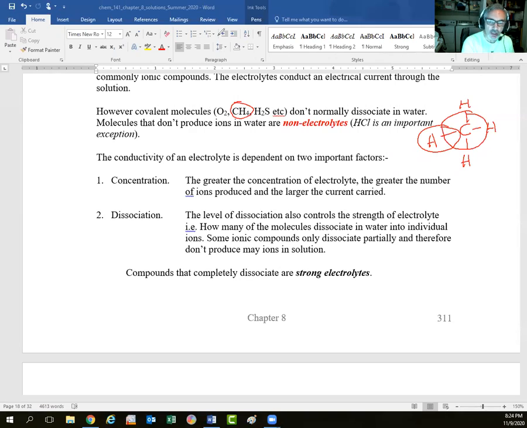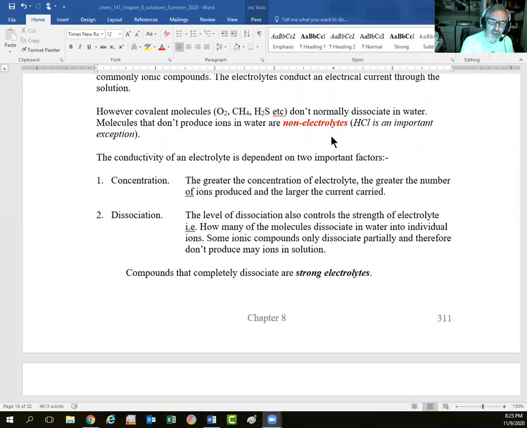However, if these atoms were to dissociate in water and break up and head their own way, breaking those bonds, we would lose our duets and octets. They would not be stable. So this is why covalent compounds normally don't break up into individual atoms. They don't dissociate. It doesn't make them stable.